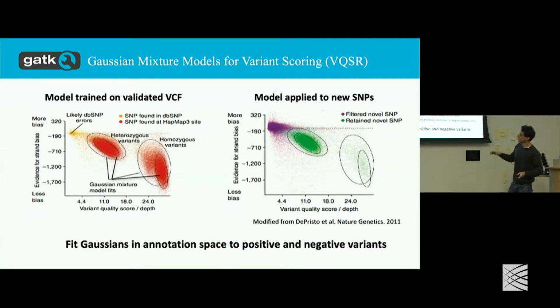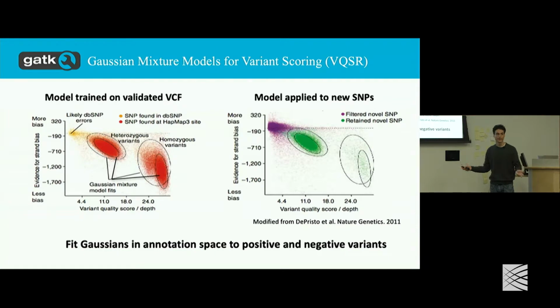And then you look at everything that's sort of left over, and you actually fit more Gaussians onto that. And then to determine if a new variant is real or an artifact, you look at whether it fits in the nice Gaussian blobs that described your true data, or does it fit in the leftover Gaussian blob that described all the remains? So this is a great method.